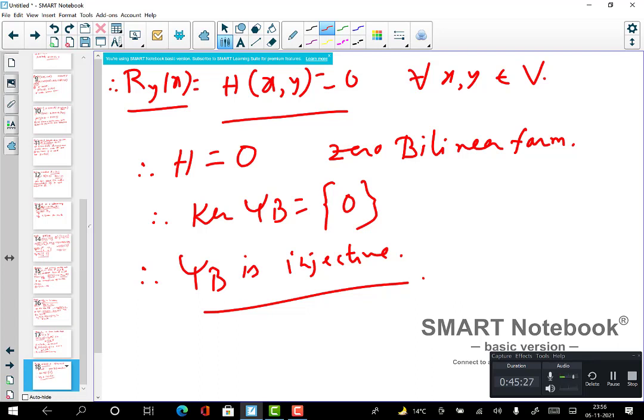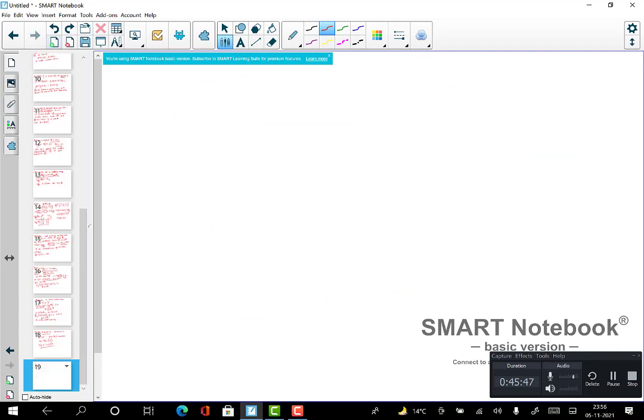So now one part is done. I know that psi B is injective, and I need to prove the converse part. What was the converse part? That psi B must be surjective also. So this is the next part. Claim: psi B is onto. How do you prove this? You need to start with a matrix and show that there exists a bilinear form whose matrix representation is the given matrix. So let us start with that matrix.